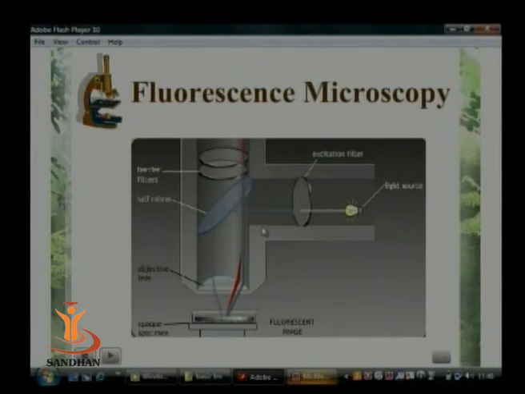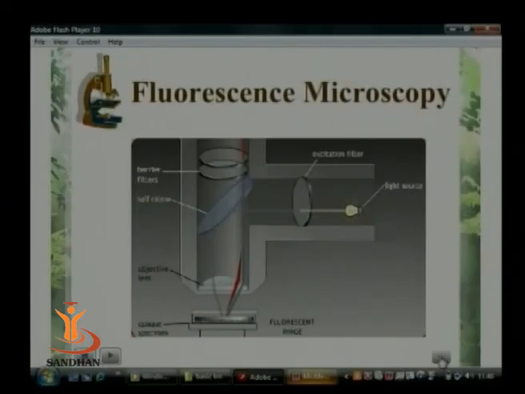Let us see the same animation again, very gradually, so that you would be able to follow the process very well. See, this is where the illuminator is positioned. The multichromatic light will be emitted by this. As it passes this, only the blue colored light is allowed to pass, because this is a filter. It goes across the half mirror, then falls over the object which has been coated with fluorescent material, producing light of higher wavelength and different color.